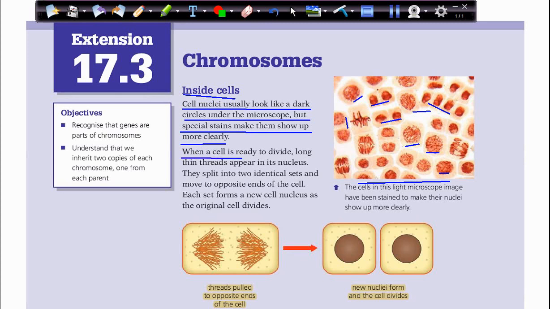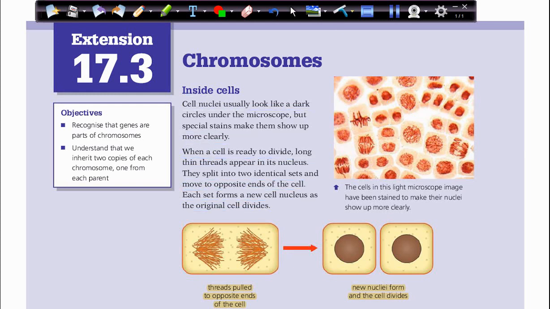When a cell is ready to divide, long thin threads appear in its nucleus. They split into two identical sets and move to opposite ends of the cell. Each set forms a new cell nucleus as the original cell divides. So if this is one cell, let's clear this up and see together. For example, this is one cell and one nucleus.